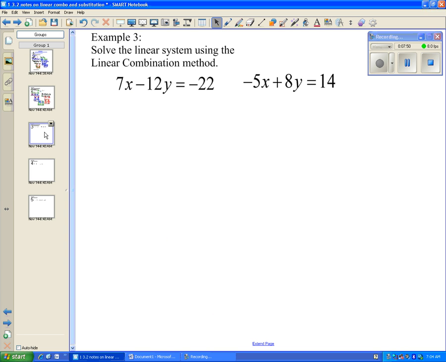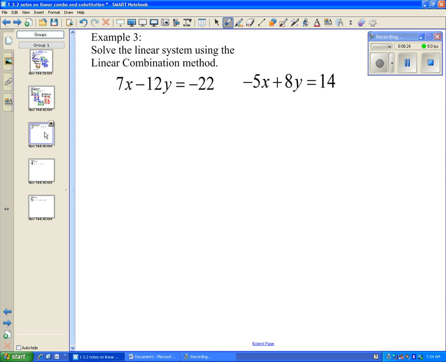So on the first linear combination, I was able to multiply the 2x by a negative 2, so I got a positive 4x and a negative 4x. Here again, it's not easy to solve for one of my variables, so I want to try linear combination. The problem with this is there's not an easy thing I can multiply by. I can't multiply 7 by something and get 5. I can't multiply 8 by something and get negative 12. It's not going to work out really nicely.